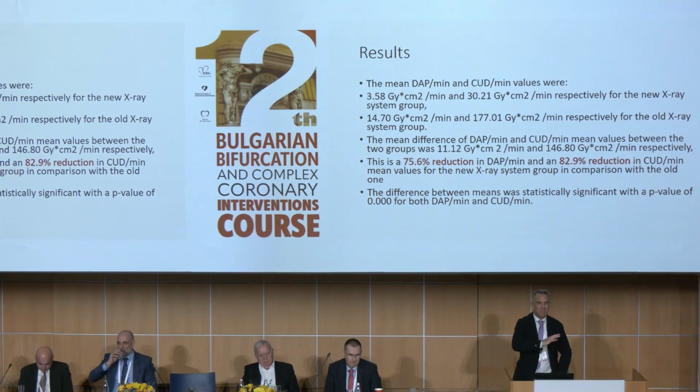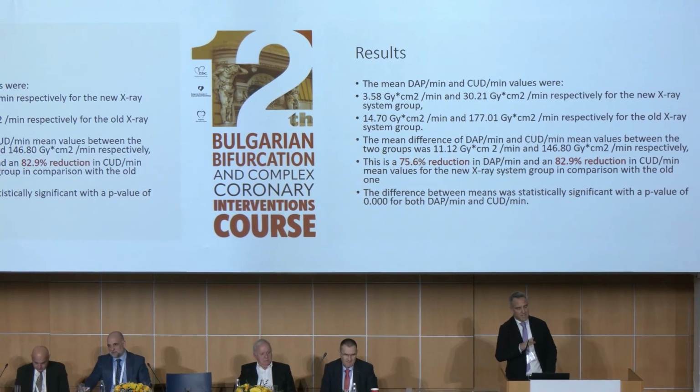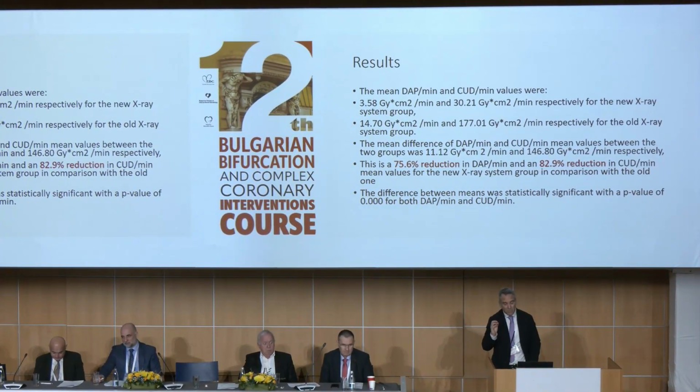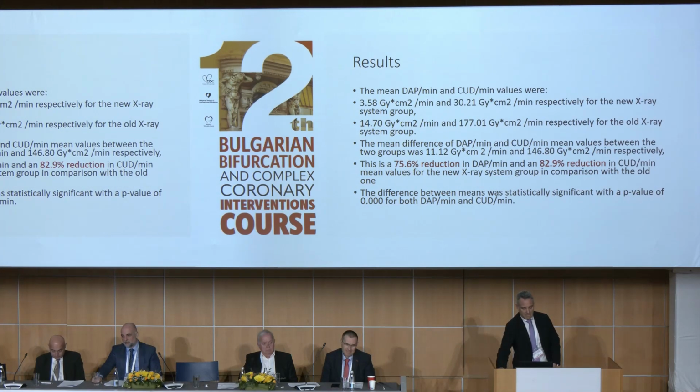So just to make it short, you see in the red, the new, there was a 75.6% reduction in DAP and 83% reduction in the cumulative dose, just by having a new machine. Everything else was the same. The physicians, the nurses, and the workflow, everything. Just the machine and how we tweaked the system got us this kind of dose reduction.